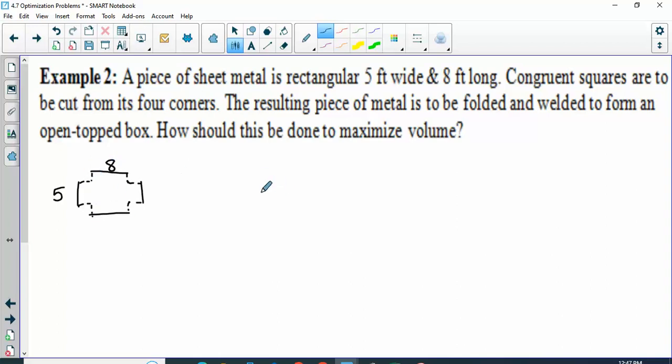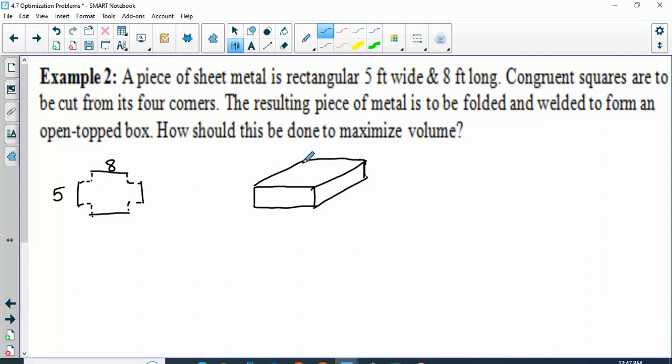So, we take those squares out. And then we make a box from it. So we're folding.